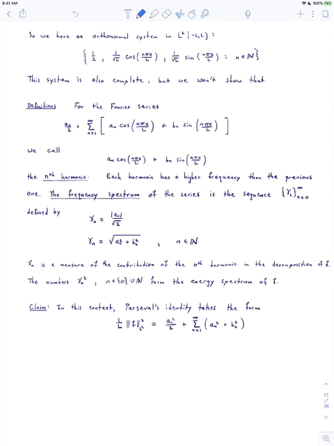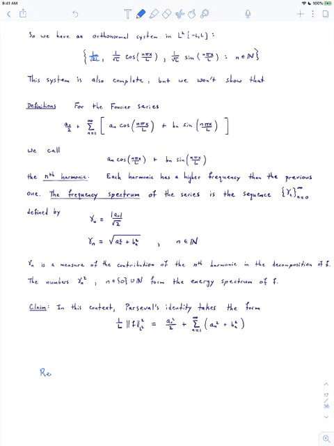I forgot to normalize the constant term here. This shouldn't be 1/2 anymore. You need to divide it by its size. So this should actually end up being 1 over the square root of 2L, like so. That's easy enough to show.